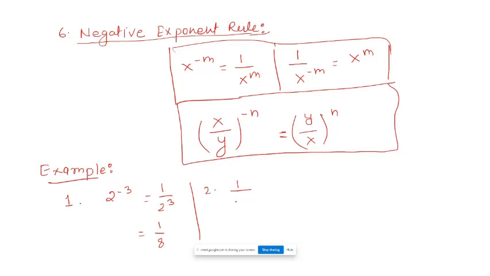Third example. If you have 2 over 3 to the power of minus 3, it means it can be written as 3 over 2 to the power of 3. It means when you have a fraction and a power, the power goes to both: 3 to the power 3 over 2 to the power 3. It means 27 over 8. Understand?